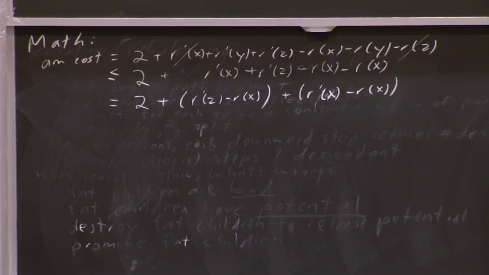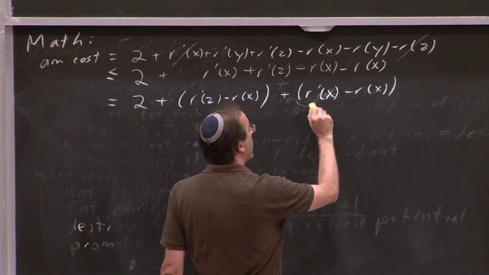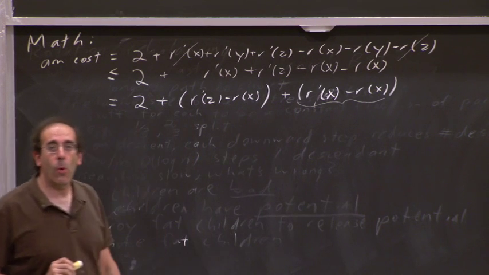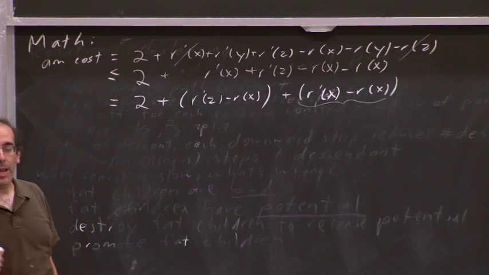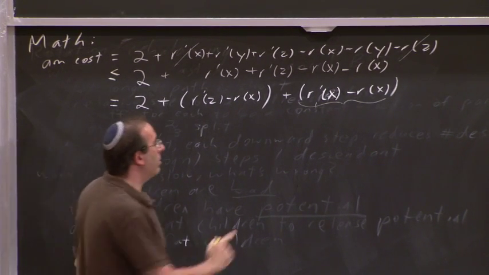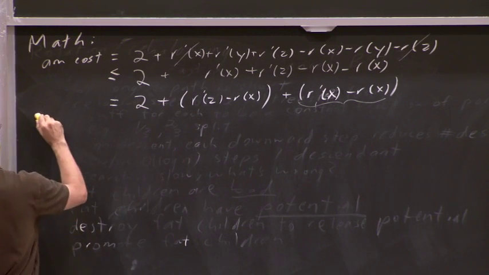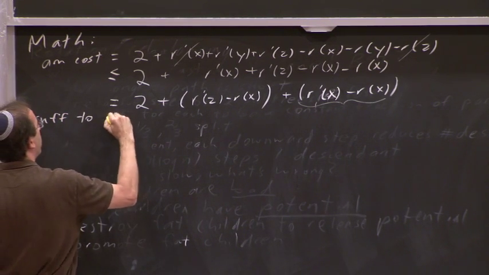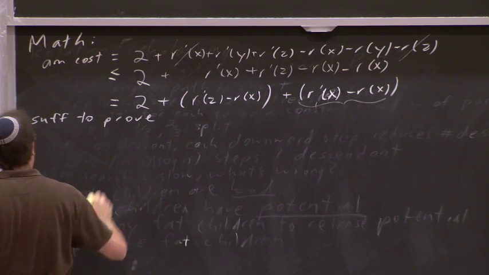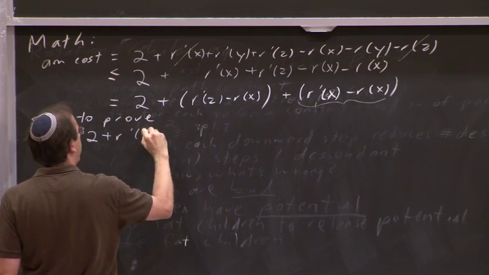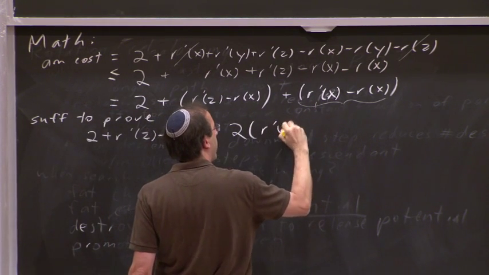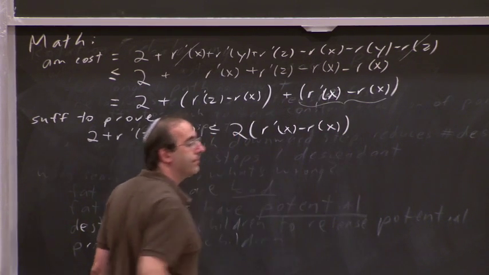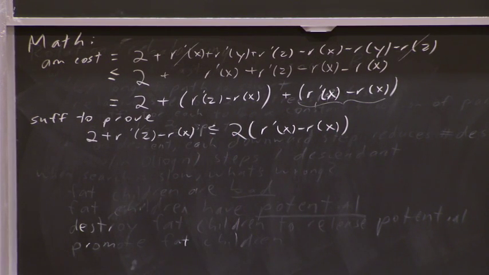All right. Now, you'll notice that this quantity is what we actually want in the potential in the amortized cost, right? Our claim is that the amortized cost is 3 of these. Here we've got 1 of them. So it's sufficient to prove that 2 plus r prime of z minus r of x is less than twice what we want, r prime of x minus r of x. Okay. Happy with that?